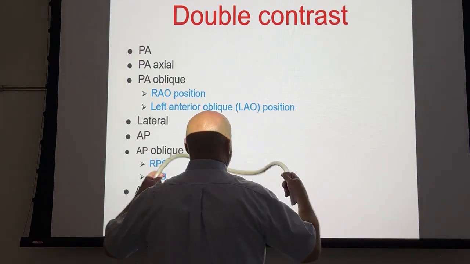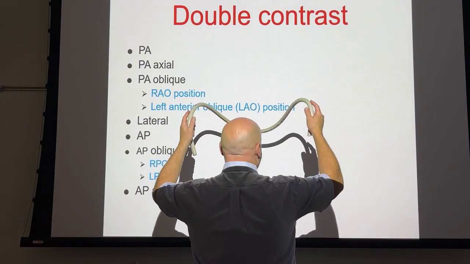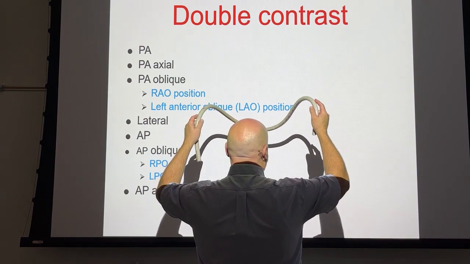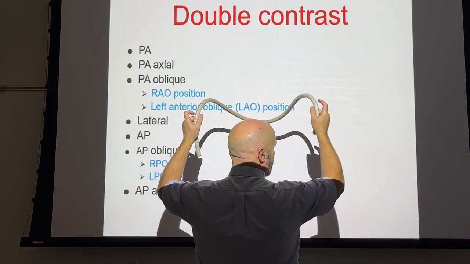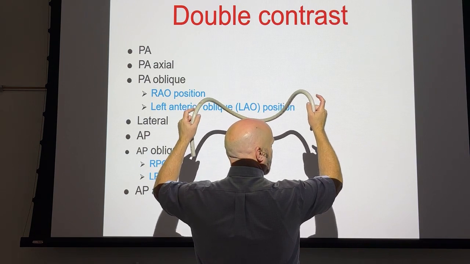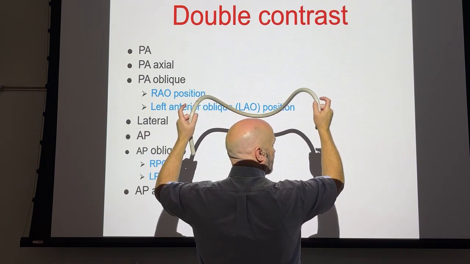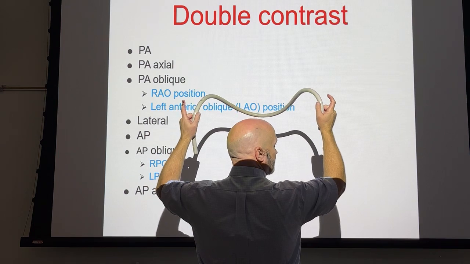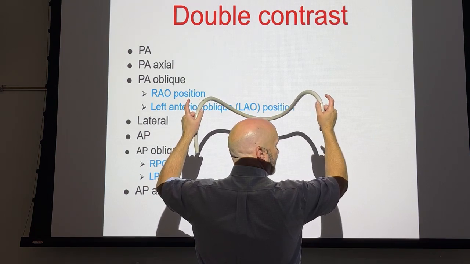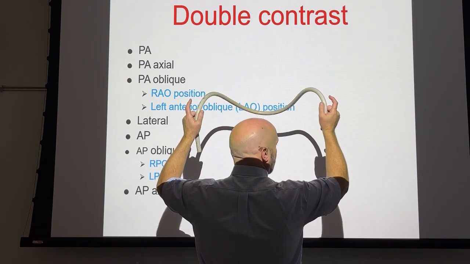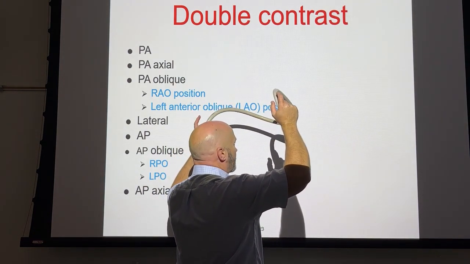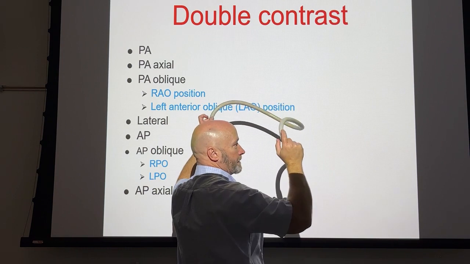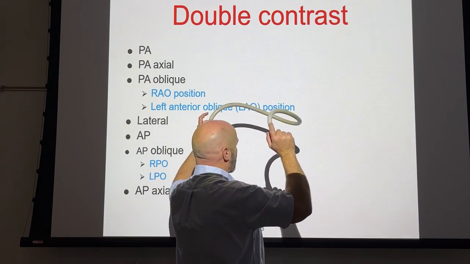Let's flip it around. So we got PA, right? So where's the air going to be in a PA projection? No rotation, just PA projection. In the ascending and descending colons, right? Where's barium going to be? Transverse colon, right? So now we've got LAO. Now where's it going to be? Kind of look more like this. Where's it going to be?